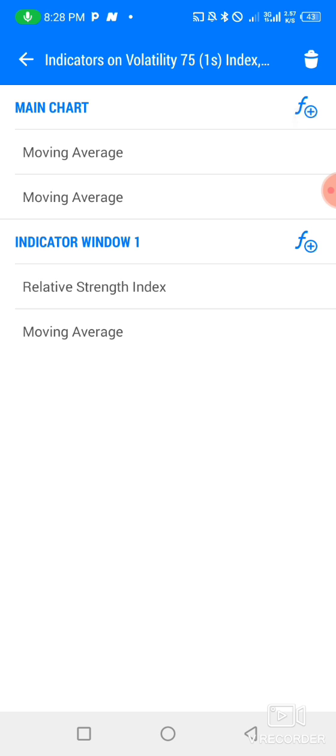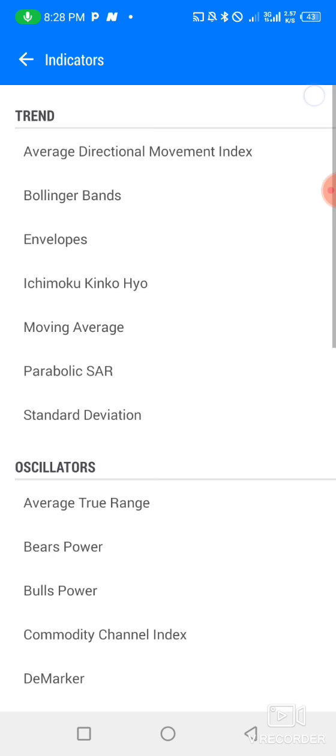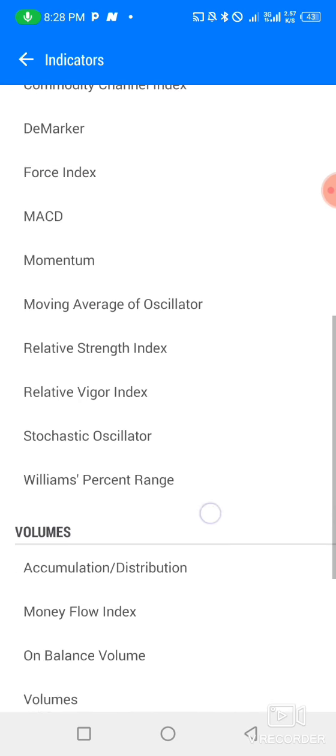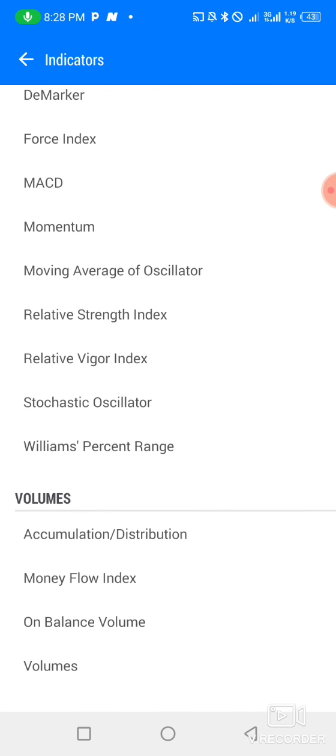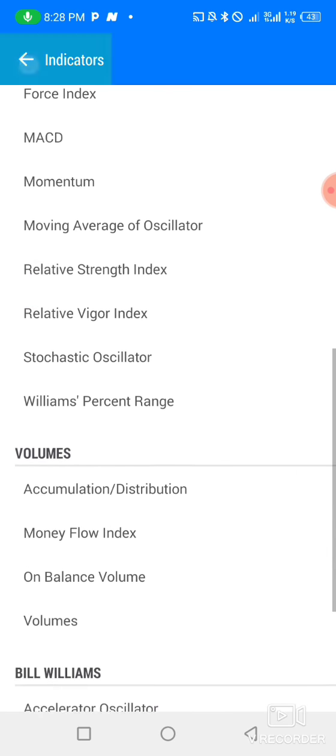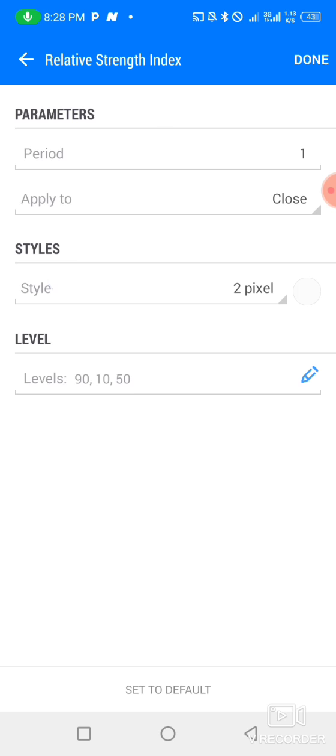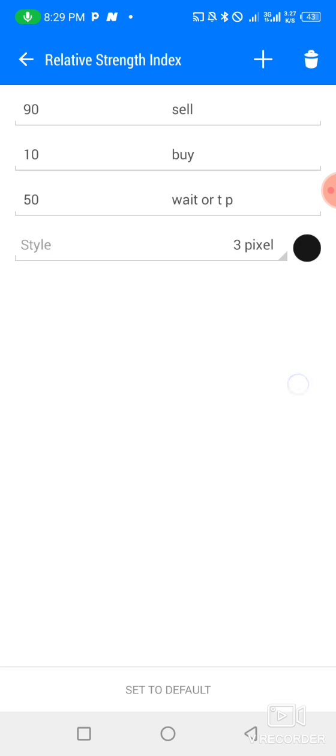Now, in indicator window one, you just click on the main chart, then go to Relative Strength Index. You add it. See it here. After adding it, you see the settings. The period should be 1, apply to close. Style should be two, and then the levels should be all these: 10, 90. At 90 you sell, at 10 we buy, at 50 wait to take profit. But I'm not following all this, please.